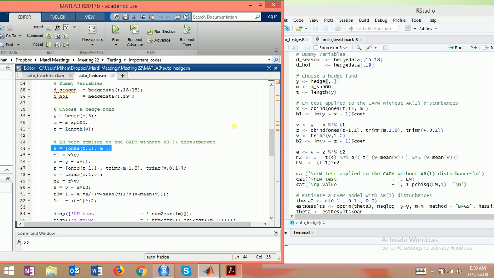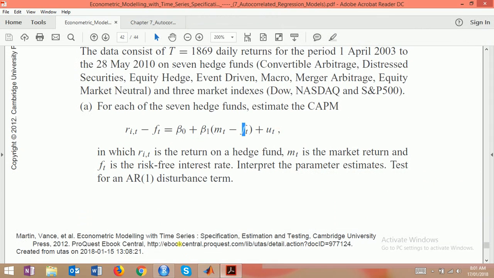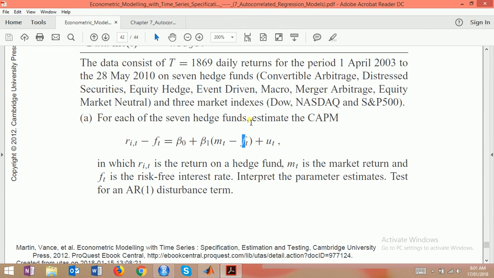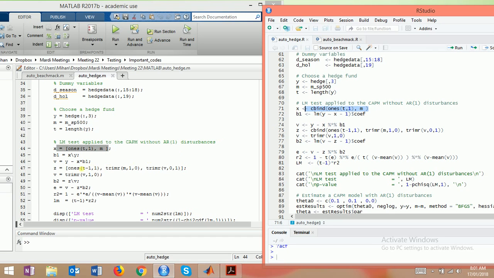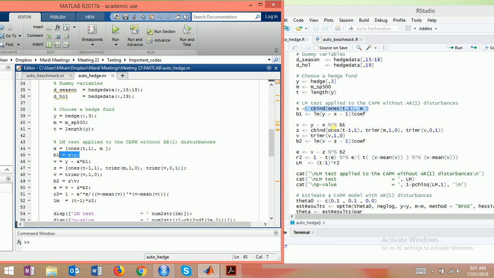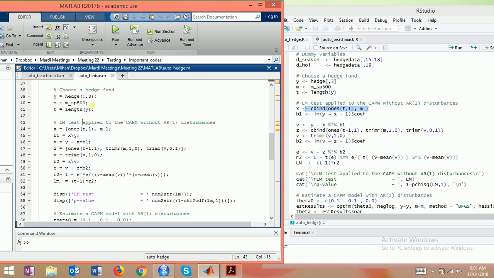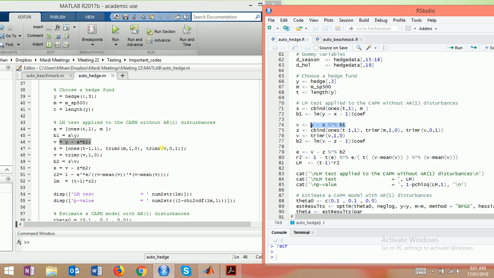So first OLS, column bind T1 and M. M is what? M is market return, right? Market return, yes. So in X we put the market return once, column bind once, then we do OLS of Y and X, right? Y is any H font, M is SP 500, fine. Then V is equal to Y minus X beta.